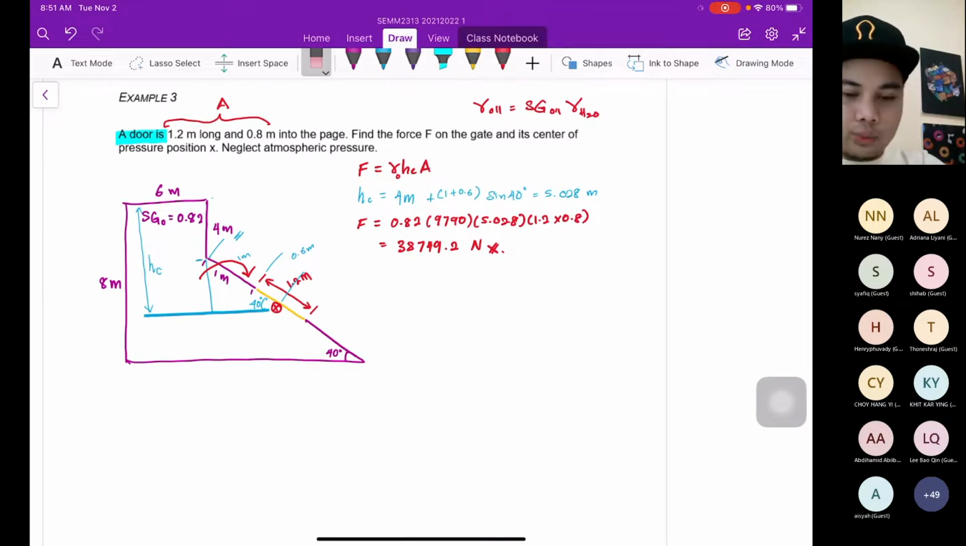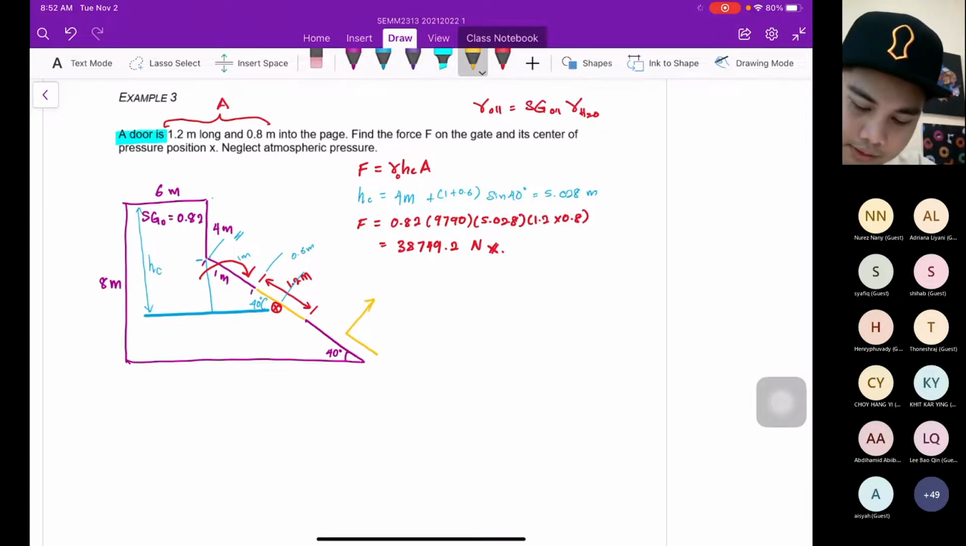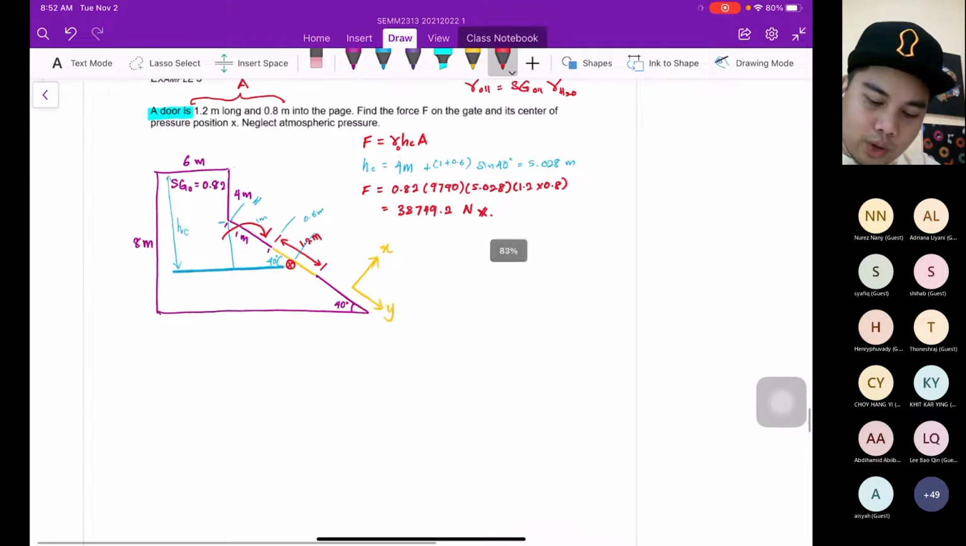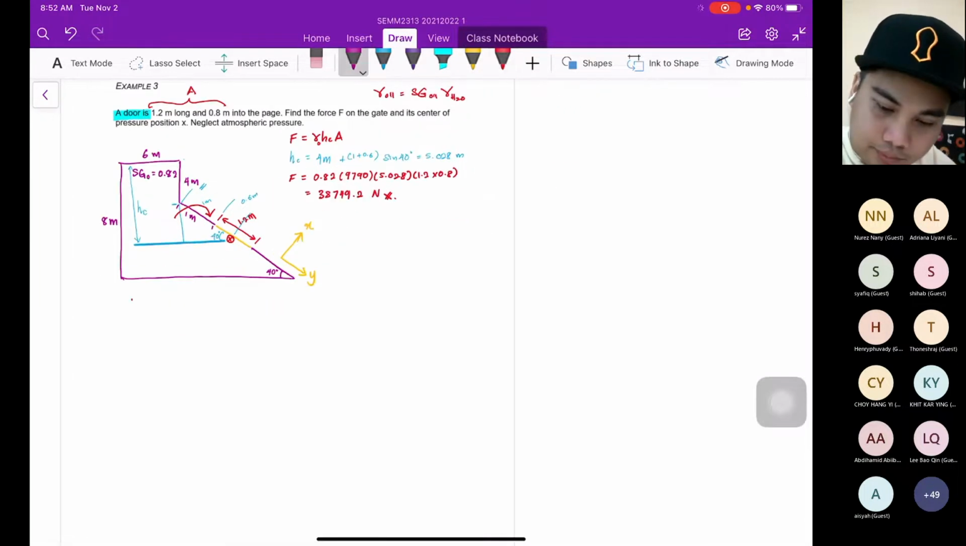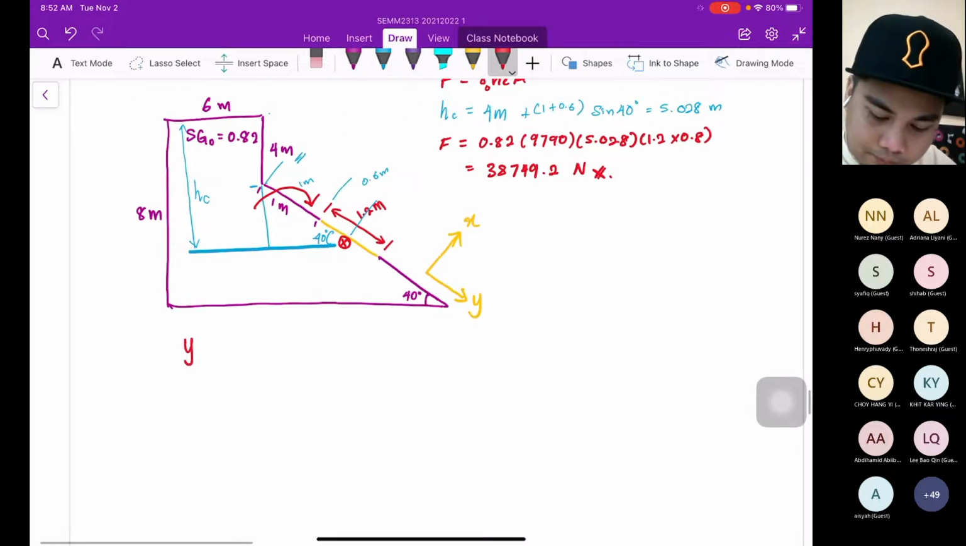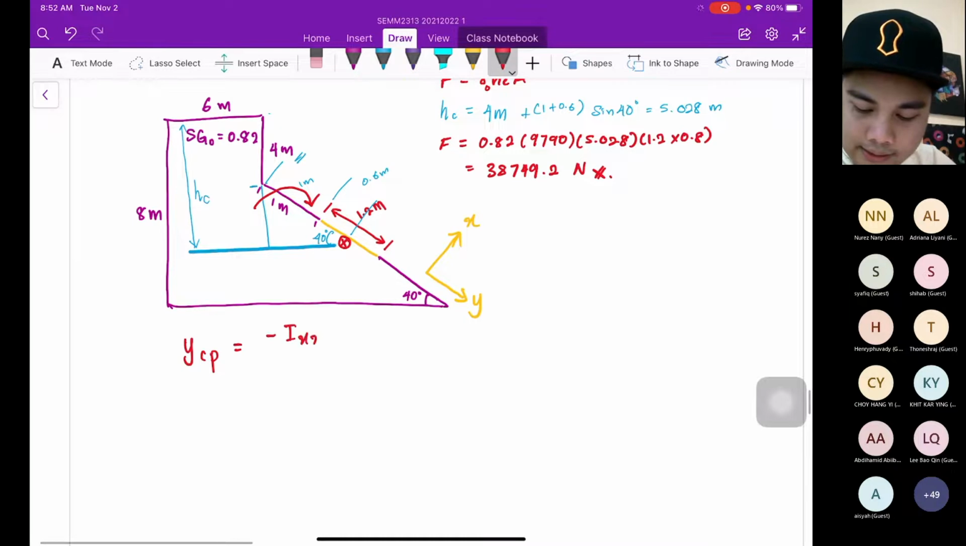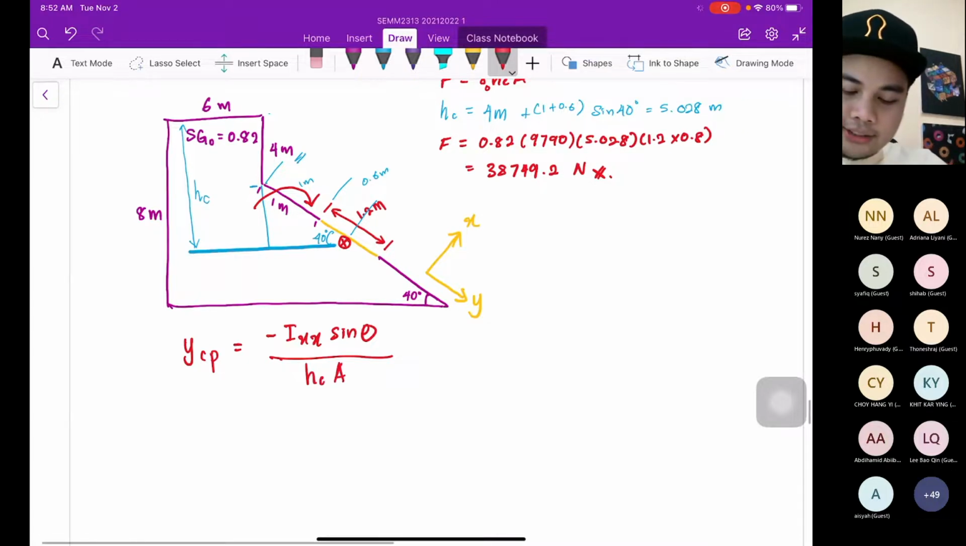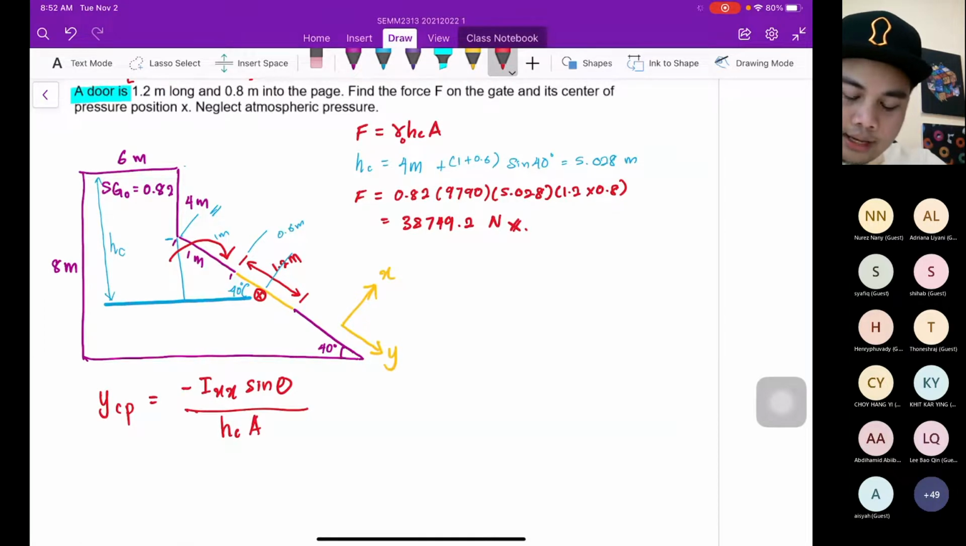Okay. The first step, we need to assign the coordinate point, the x and y axis. So let's say this is parallel to y and this is x. So this plane is parallel to y, definitely we're going to use YCP. YCP is negative IXX sine theta over HC A. So HC we know, A we know, theta we already know, which is the angle to the horizontal.